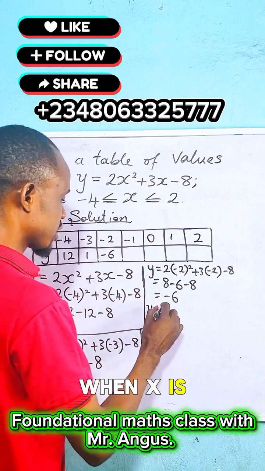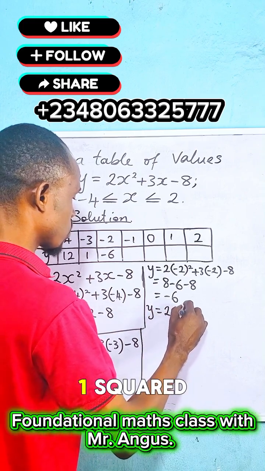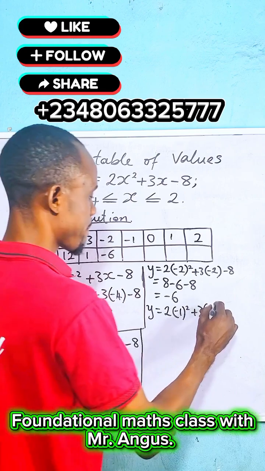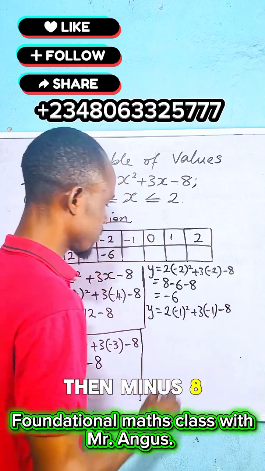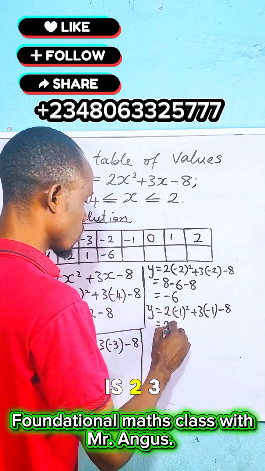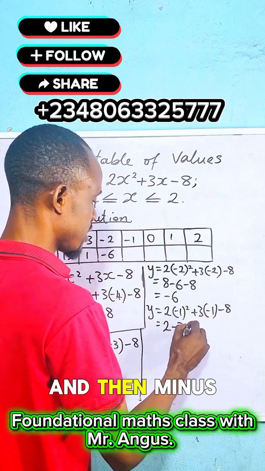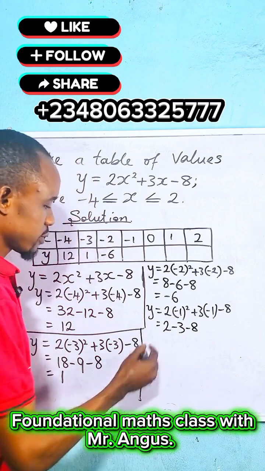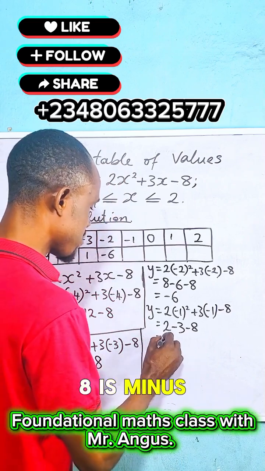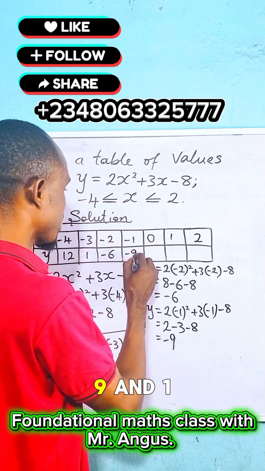The next is when x is minus 1. We are having 2 brackets minus 1 squared plus 3 brackets minus 1, then minus 8. Minus 1 squared is 1. 1 times 2 is 2. 3 times minus 1 is minus 3, and then minus 8. 2 minus 3 will give us minus 1, and minus 1 minus 8 is minus 9. So we'll have this as minus 9.